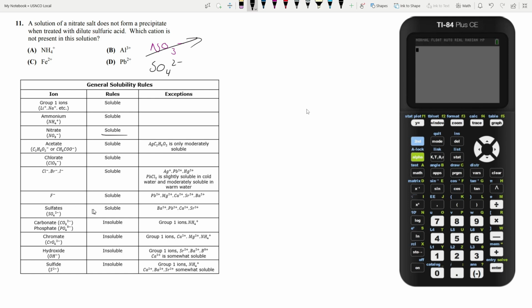And then we have sulfate, which is always soluble unless it's barium, lead, calcium, or strontium. So we have to find one of these ions in our answer choices, which is going to be answer choice D. So if you had lead in this solution, it would react with the sulfate and it would create something insoluble. It would form a precipitate. Therefore, our answer is answer choice D.